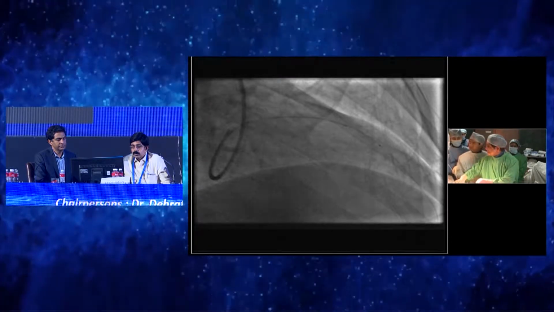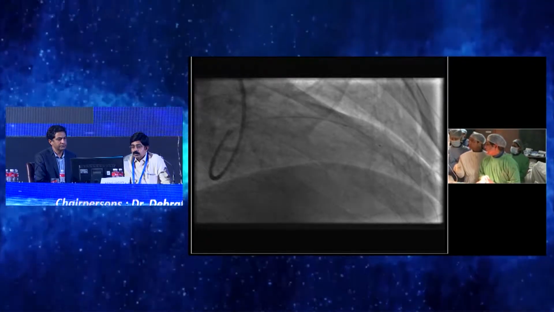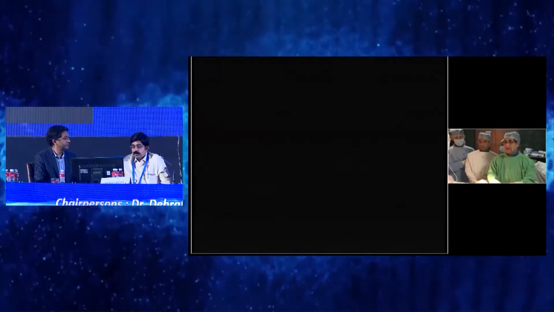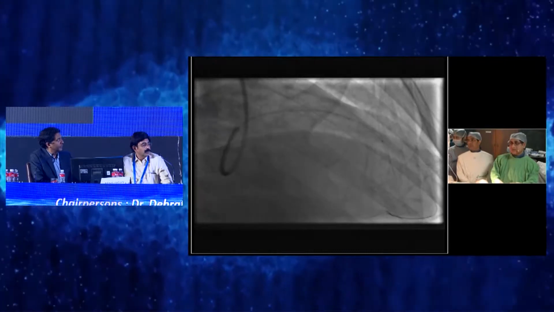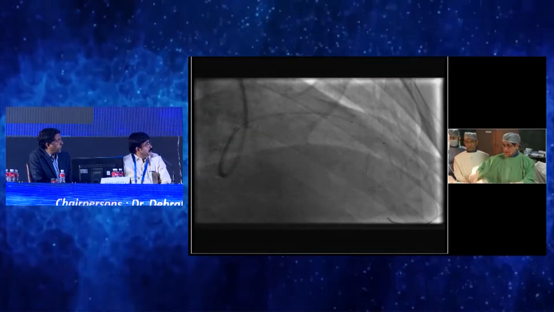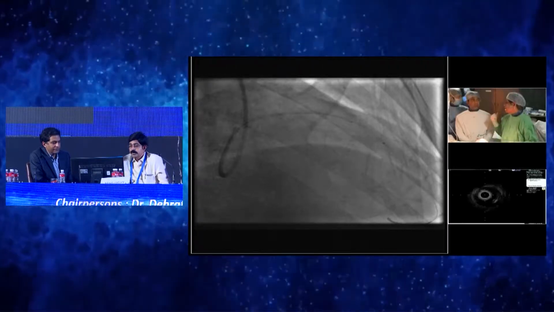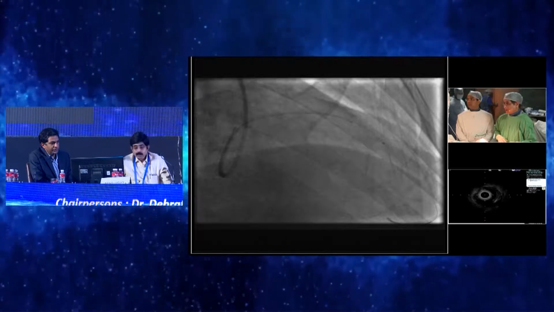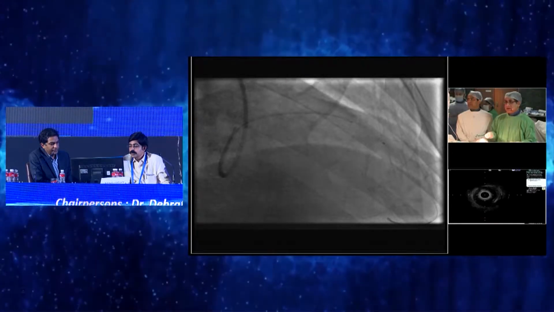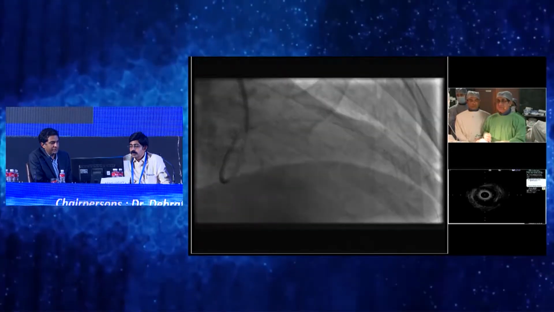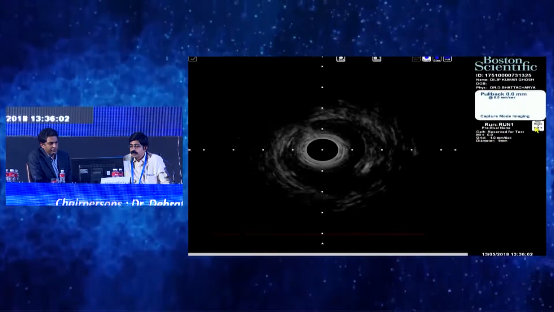So we are just waiting for IVUS to come in. Yeah. So can you see the IVUS images? Not yet. Ramesh, we cannot see, ask them to show the IVUS images. You are supposed to. Can you put the IVUS on the big screen? Can you see it now? Okay. Please put the IVUS on the big screen. Okay, very good. Thanks.